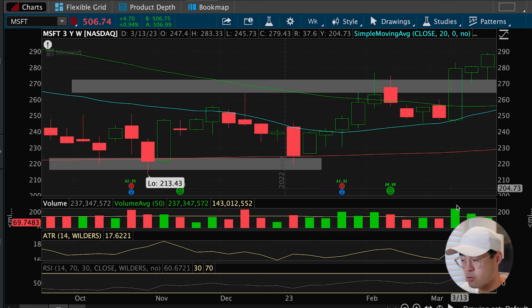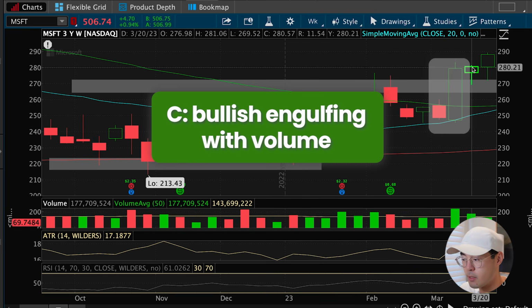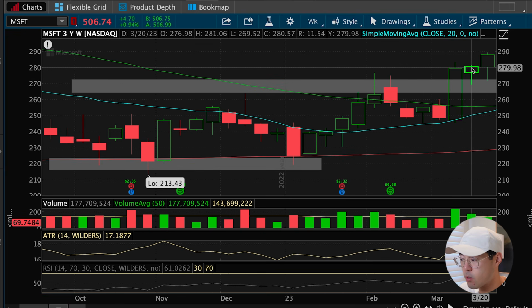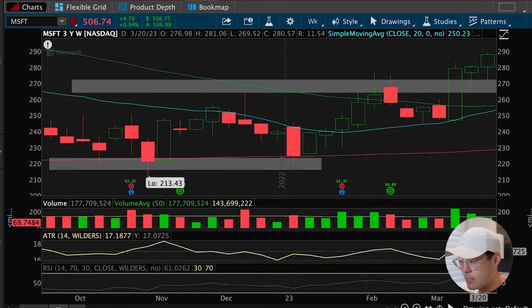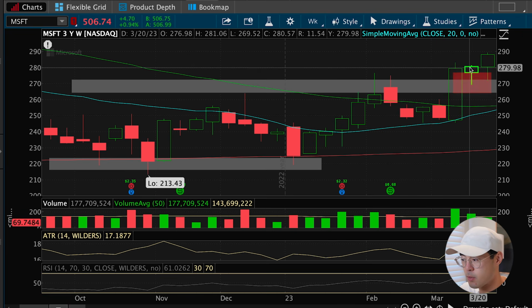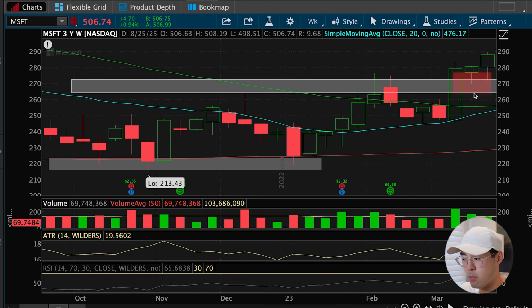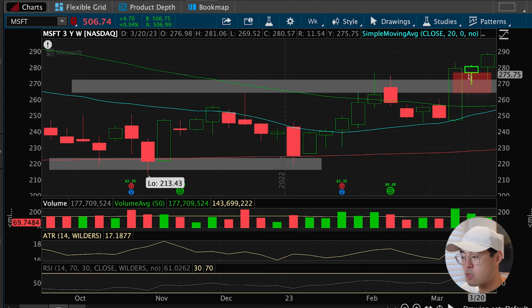A bullish engulfing candlestick with big volume. That is your C. Great. Next candle open, let's go in. You can see right here, now the RSI is at 17. We do the same exact thing. 280 minus 17 is 263. So right at the bottom of this previous resistance.